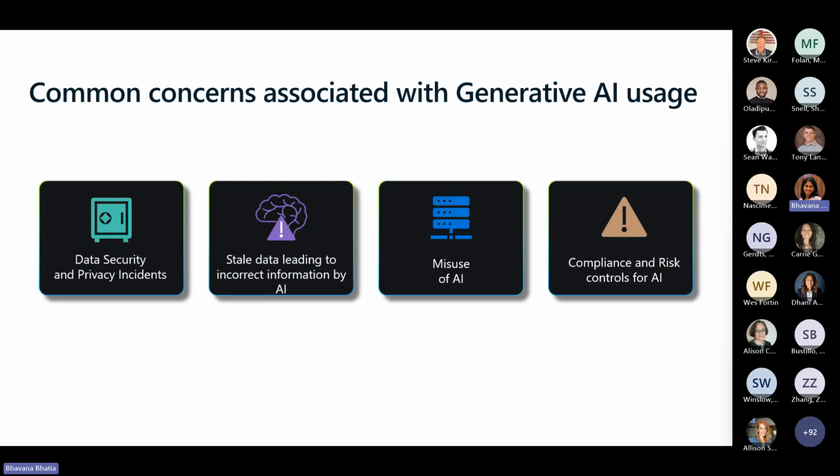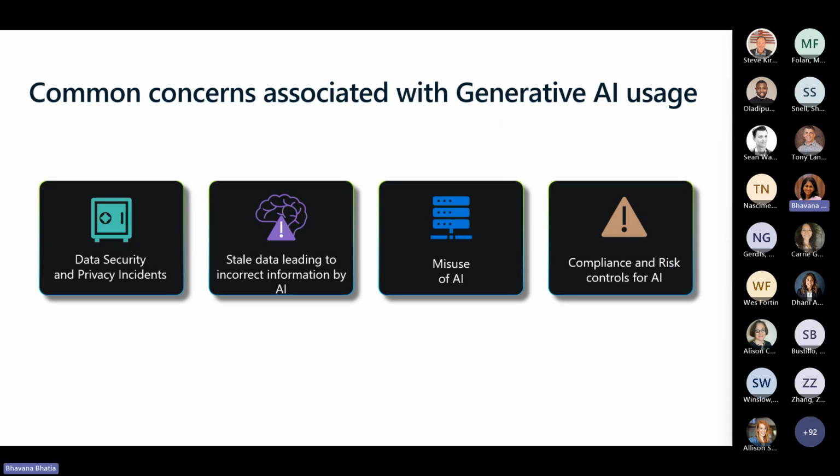Also, if organizations do not have a strong data governance policy, they might end up accumulating a significant amount of stale or irrelevant data that can surface in the generative AI responses. And this can end up misguiding or providing incorrect information to your end users.